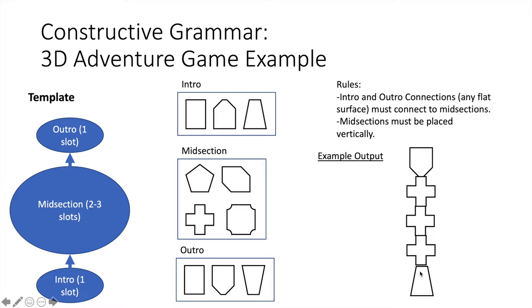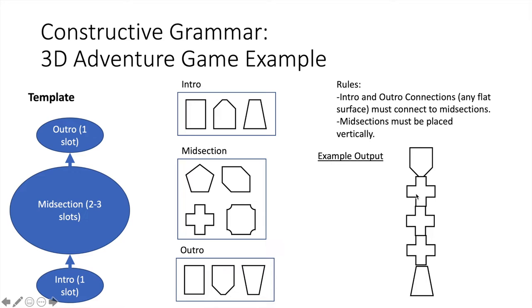This kind of looks like a weird alien figure or a statue, maybe. Let's pretend this intro actually lined up nicely. But then we'd have three of the same midsections and then an outro block, right? So outro, intro, three midsections. Okay, so let's try another rule, or a tweak to this rule, rather.